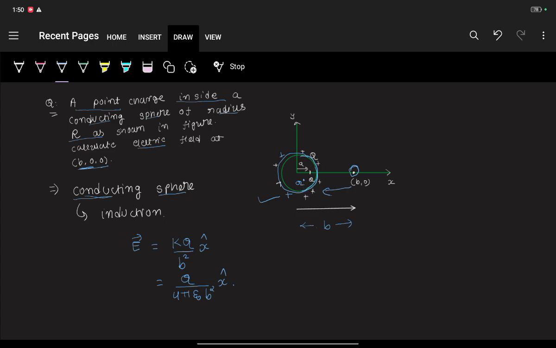So that's why this charge will be counted, and this point is away from this charge by the distance b, so we can simply write the electric field E as kq upon b square, or we can say q by 4 pi epsilon naught b square. So that will be the answer. Moving on to the next question.